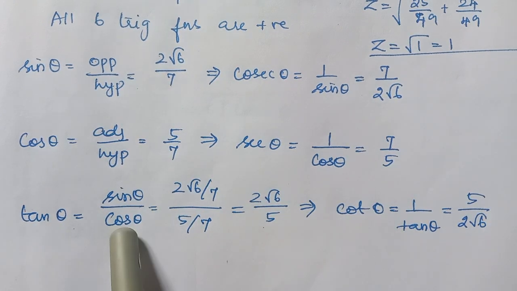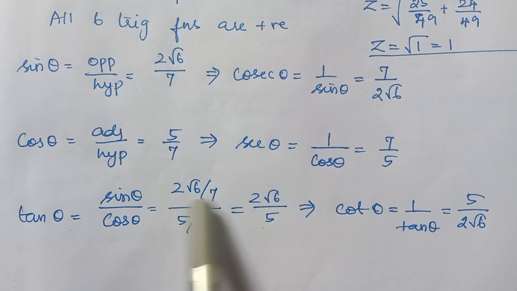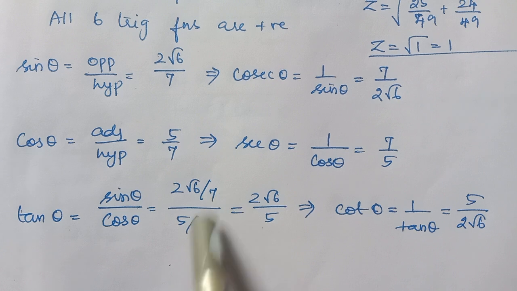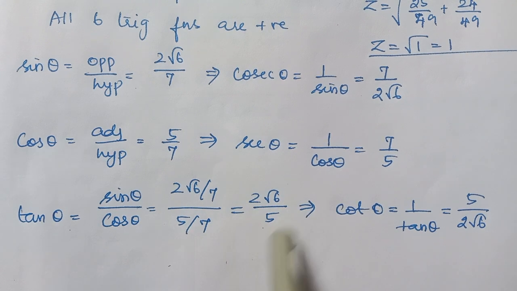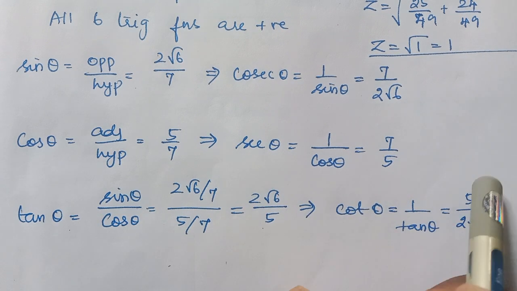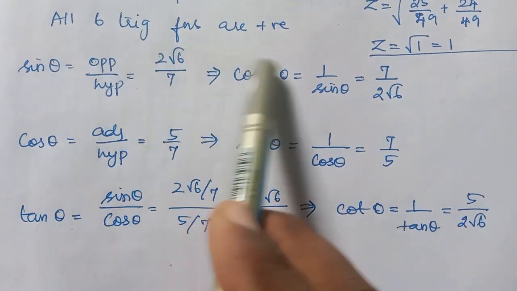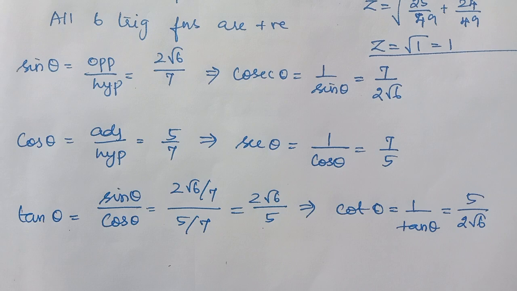Tan theta is sin theta by cos theta. So it is the sin theta value divided by the cos theta value. 7 and 7 cancel. Root 2 into 6 by 5. Cot theta is the reciprocal, so 5 by root 2 6. See, all the trigonometrical values are positive because theta lies in the first quadrant.